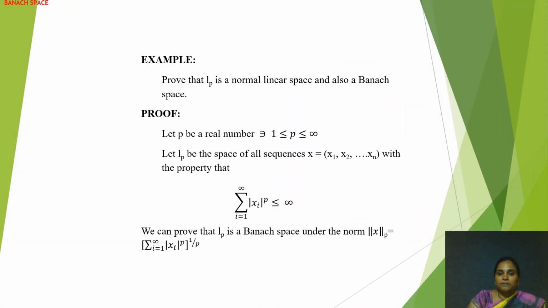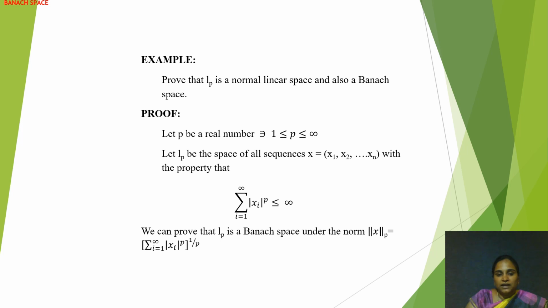So this is an example of a Banach space that I have proved here. Prove that l^p is a normed linear space and also a Banach space. Let p be a real number such that 1 is less than or equal to p is less than or equal to infinity. Let small l^p be the space of all sequences x equal to x1, x2, etc., x_n with the property that the sum over i from 1 to infinity of modulus of x_i to the power of p is less than infinity.